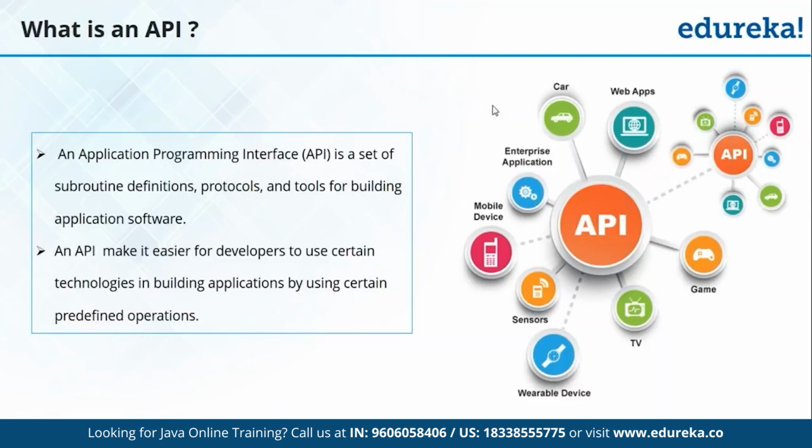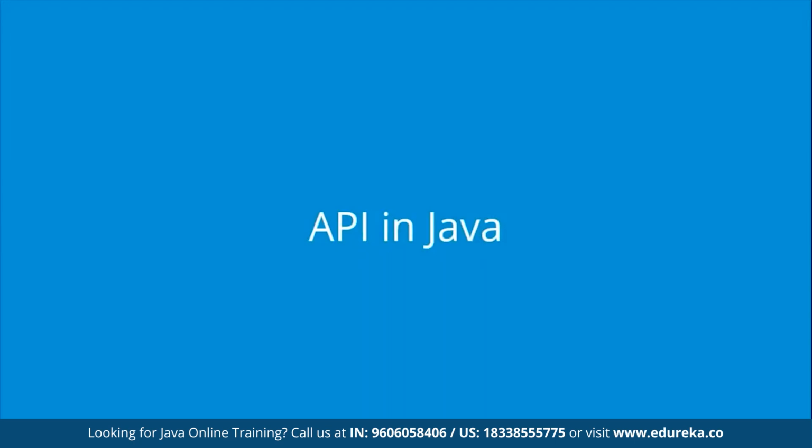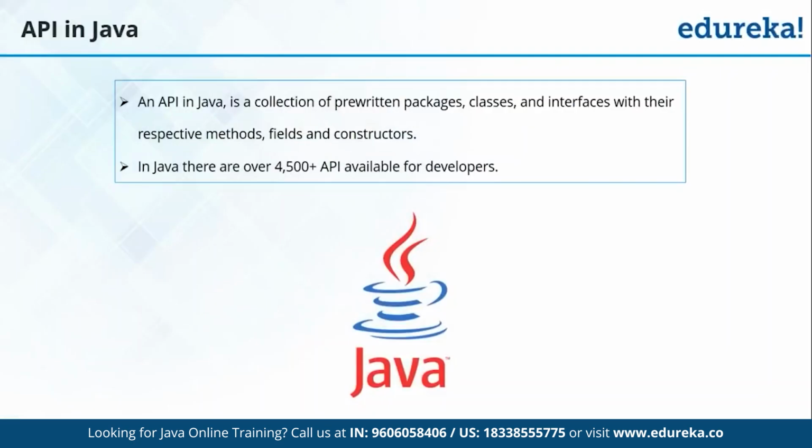Okay, so moving forward, let's try to understand how APIs function in Java. When you talk about APIs in Java, your definition of API slightly varies to meet the context of Java. Here it is a collection of various packages, classes, even interfaces, and their corresponding methods, variables, and constructors as well.